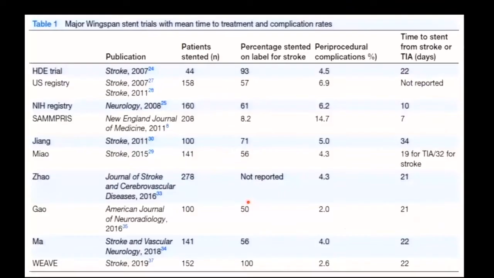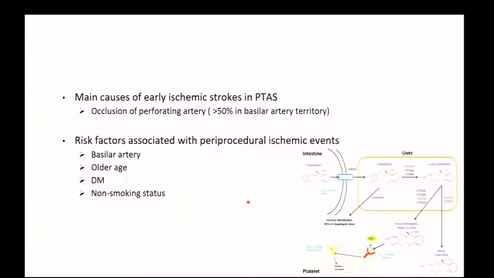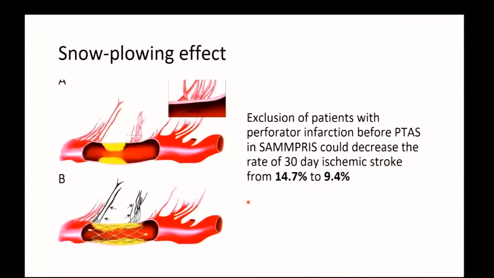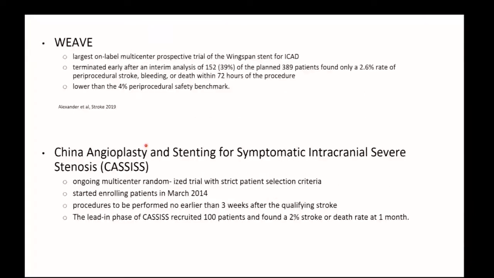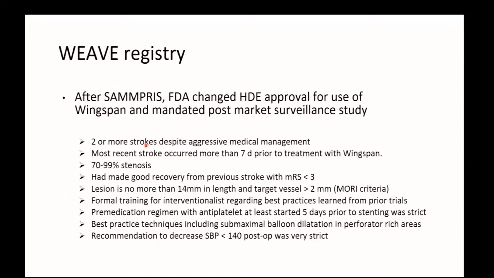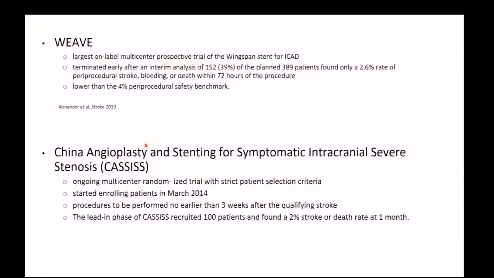So if you go back to here, if you have a stenosis here, with the submaximal dilation technique you don't inflate it all the way. You just go to 80% or 60%, trying to avoid snowplowing it against the perforator. So this is submaximal dilation. And they were very strict about controlling the blood pressure post-op, systolic less than 140, because we've seen that the hemorrhagic complications with Sampras were related to reperfusion injuries.